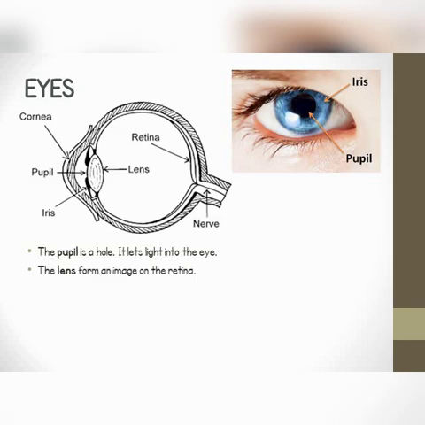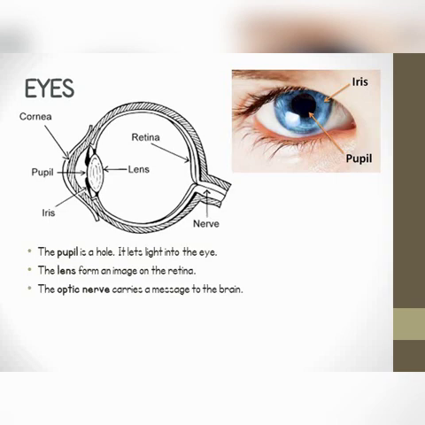The second one is the lens. It will form an image on the retina. So this one is the lens. After the light goes through the pupil, it will go through the lens, and then the shadow will form in the retina.